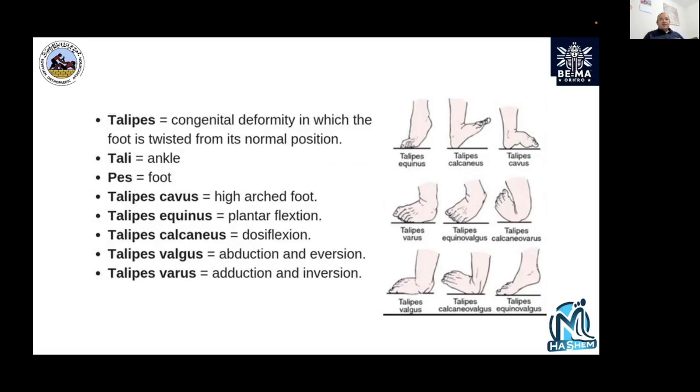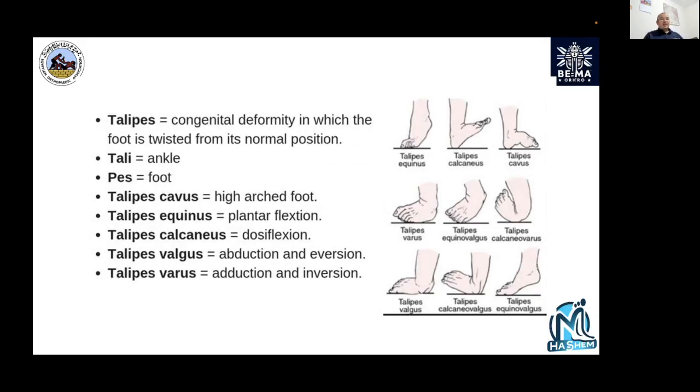So you may have a talipes cavus, which means a high arched foot, because there is an element of dorsiflexion of the ankle. I will show you in a minute how the ankle is involved. It could be equinus, which means plantar flexion. It could be calcaneus, which means dorsiflexion at the ankle. It could be valgus, which is pronation, which equals eversion at the ankle and in the hindfoot, and abduction in the forefoot.